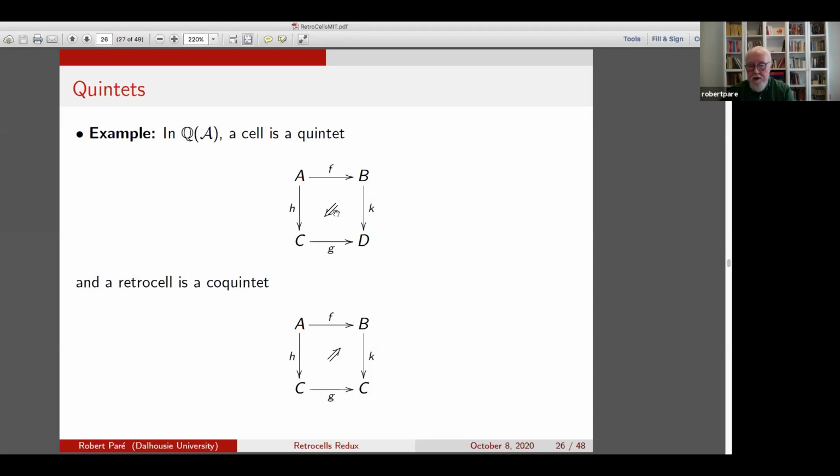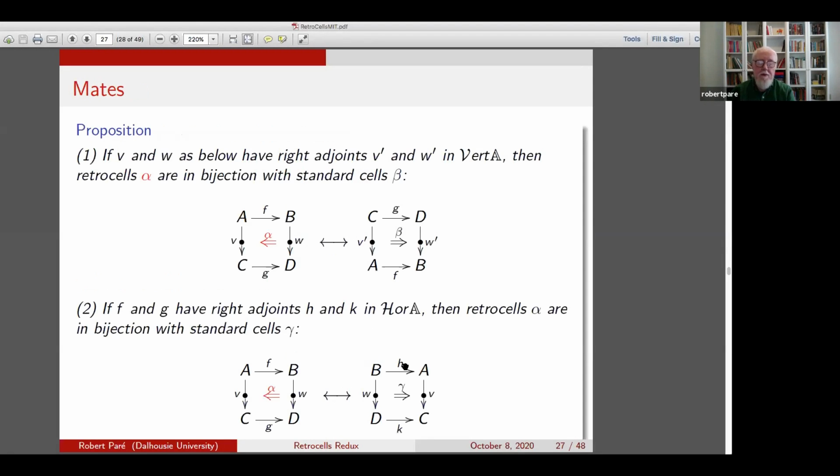Well, that's what Ehresmann did, but you could equally well do the other thing. And so here, the co-quintets are the retrocells. Maybe that doesn't convince you too much if you're not interested in quintets, but it is sort of an annoying thing when you're working with them. Now suppose that V has a right adjoint, this is in the vertical category, and W has a right adjoint.